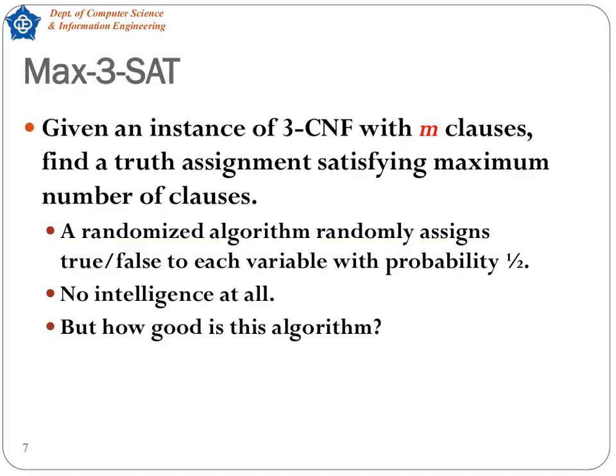This algorithm is incredibly straightforward. It just randomly assigns either true or false to each variable, with a probability of 1/2 for each assignment. As you can see, and as the slide emphasizes, this approach applies absolutely no intelligence whatsoever. It's completely random. But here's the fascinating part, and the key question we need to address. How good is this seemingly unintelligent algorithm? How effective can pure randomness really be? We're going to dive into its performance next.